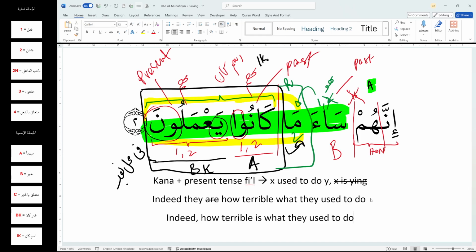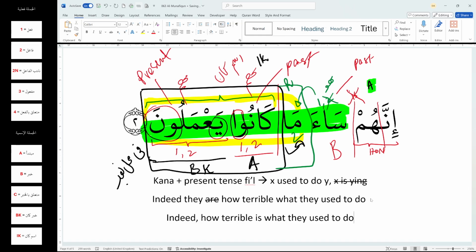Of course, we can optimize the translation more and more, but I think you get the crux and the idea. So in this particular grammar piece, we are looking at multiple jumlas. Just to revise, we're looking at the first jumla ismiya starting with innahum, and it has a khabar which is sa'a ma kanu ya'malun, fi mahalli rafa. Then you are looking at sa'a with a jumla fi'liya. On this jumla fi'liya you have the fi'l and the fa'il is ma kanu ya'malun. This is another jumla fi'liya, right?